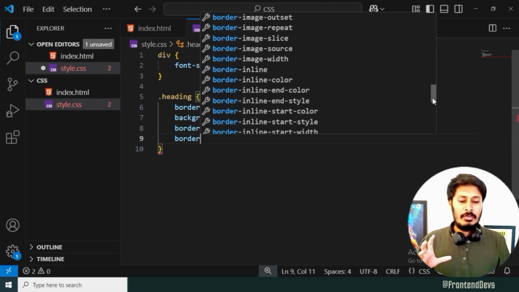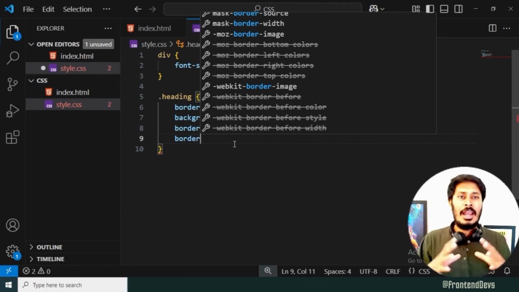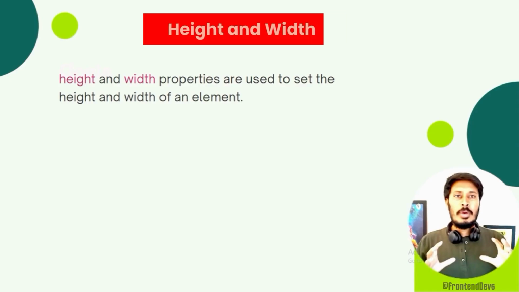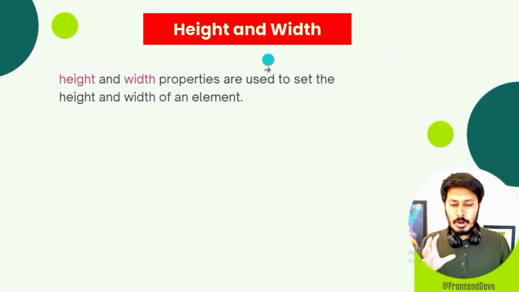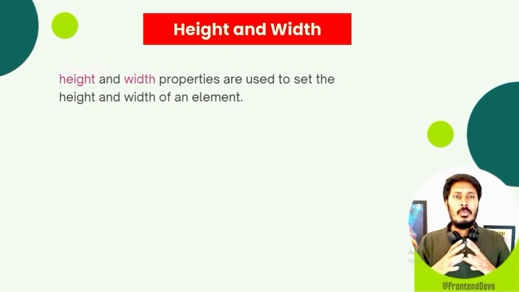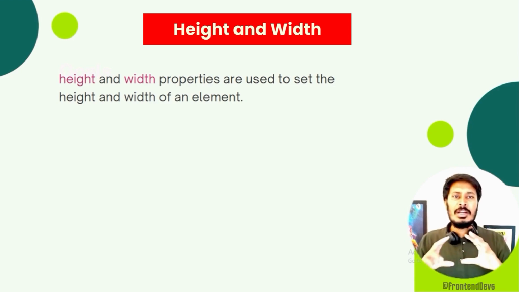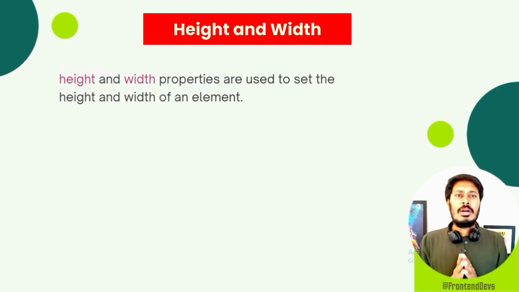Hope you are clear with the border, and now let's move to the next topic, and that is adding height and width to our HTML element. The height and width properties are used to set the height and width of the HTML element. As I mentioned, an HTML element will take only the required size. If you go with an inline element, it will take the width of the content only. But if you go with a block element like a div or H1, it will take the 100% width of our screen.